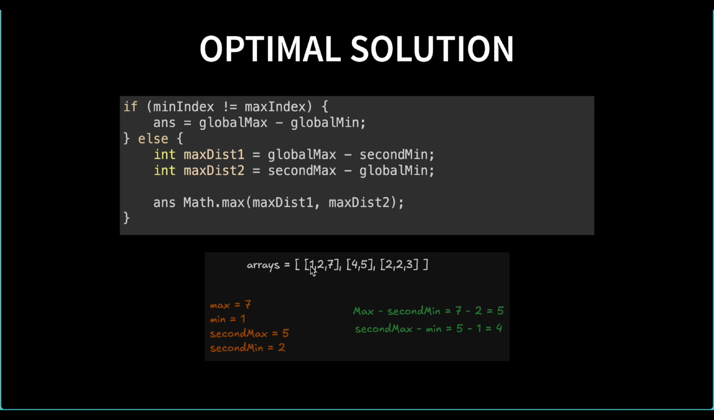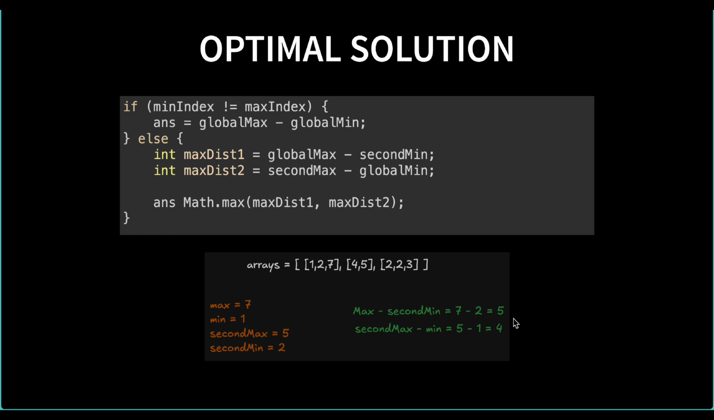Now let's take a look at this example. Here we can see that both the global maximum, that is 7, and the global minimum, that is 1, are present in the same array 1. So we cannot use both maximum and minimum from array 1 to get the maximum distance. So we have to calculate the second maximum and second minimum, which is 5 coming from array 2 and 2 coming from array 3, right? Then our maximum distance will be maximum minus second minimum, that is 7 minus 2 equal to 5, or second maximum minus minimum, that is 5 minus 1 equal to 4. So we take the maximum of either of these, so that is why 5 is our answer.